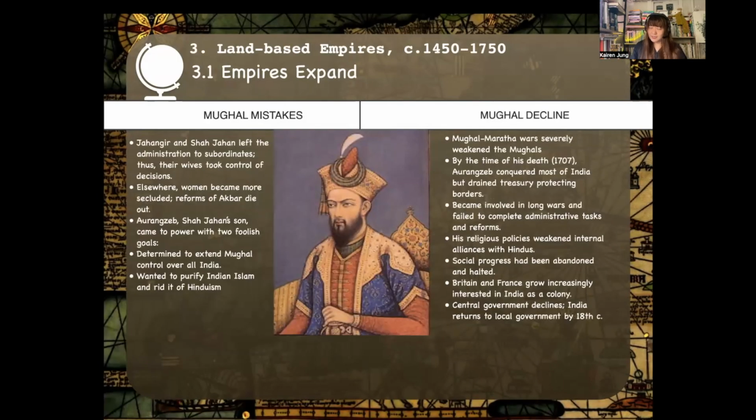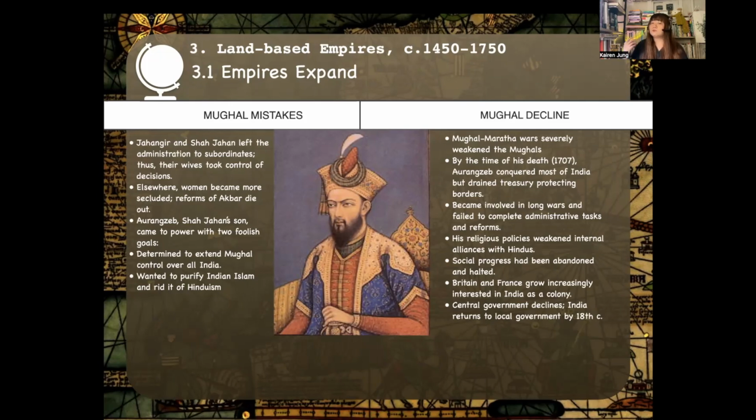What key mistakes did the Mughals make? Jahangir and Shah Jahan left the administration to their subordinates, and their wives took control of the real decisions, and elsewhere women became more secluded. The reforms of Akbar eventually died out. Aurangzeb, who was Shah Jahan's son, came to power with 2 stupid goals. First, he wanted to extend Mughal control over all of India. Secondly, he wanted to purify Indian Islam and rid it of Hinduism.